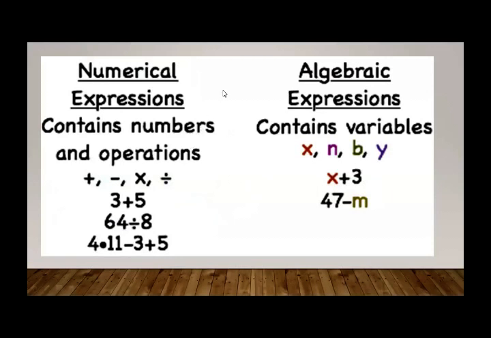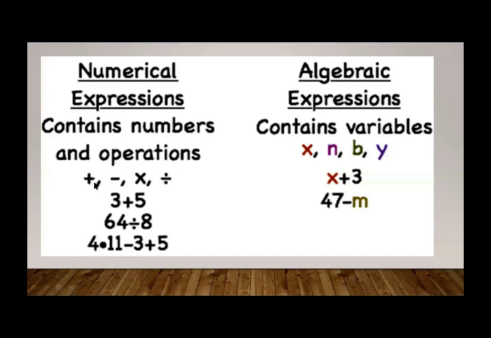There are two categories of expressions: numerical expression and algebraic expression. A numerical expression, according to the definition, contains numbers and operations. Numbers means all types of numbers, maybe natural, whole, even, odd, prime, composite, decimal or fraction type numbers. At this place we can use a new term, that is real number. So we can say in a numerical expression we see real numbers with all operations.